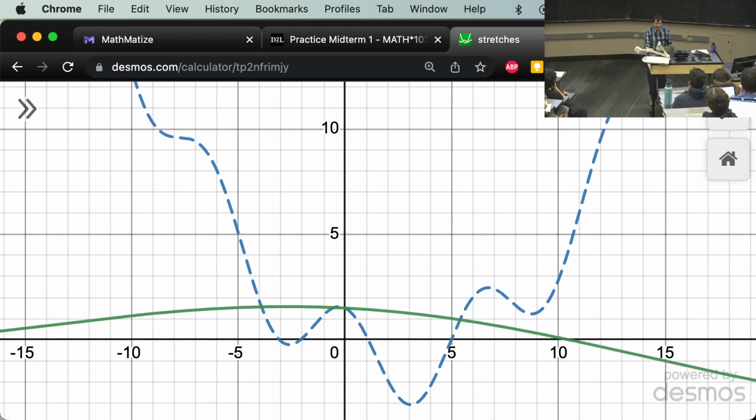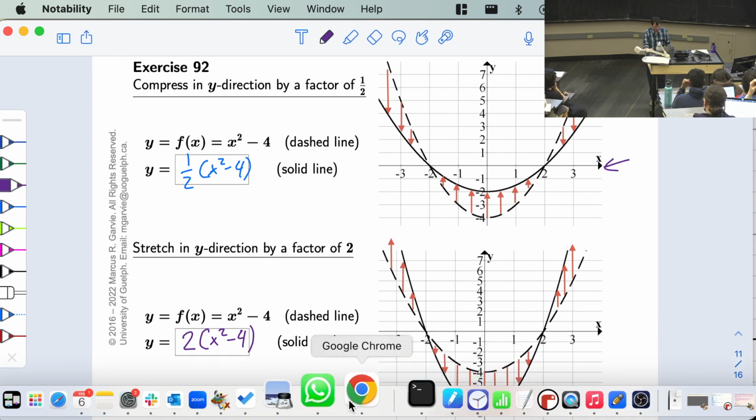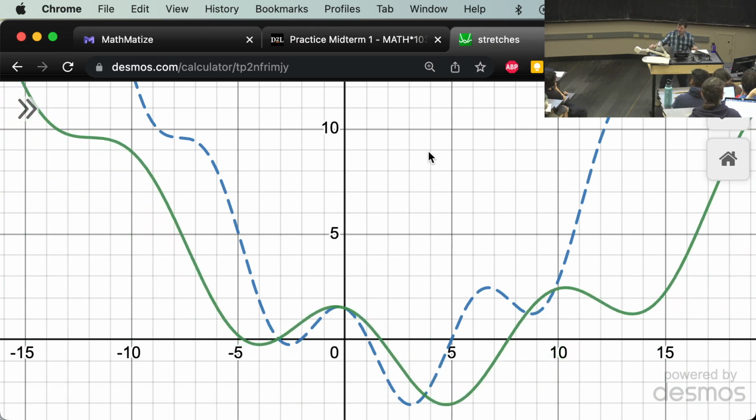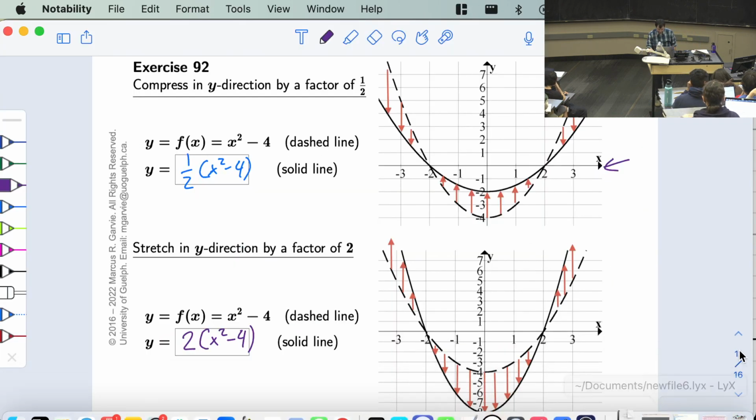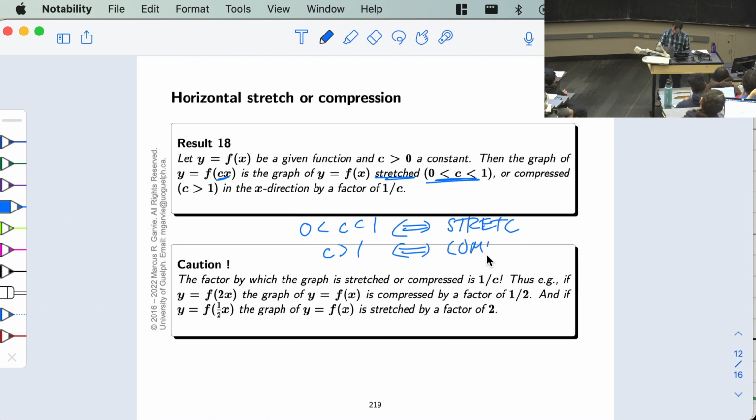OK, so let's fill this idea in on our notes. I'll keep the Desmos up so you can see what that looks like while I fill in the notes. So, OK, horizontal stretches and compressions. It's the same thing, but just watch out because it's reversed, right? Cx is stretched for small c. So c between 0 and 1 is a stretch. And c bigger than 1 is a compression. So watch out for that difference. That's compression when c is bigger than 1.